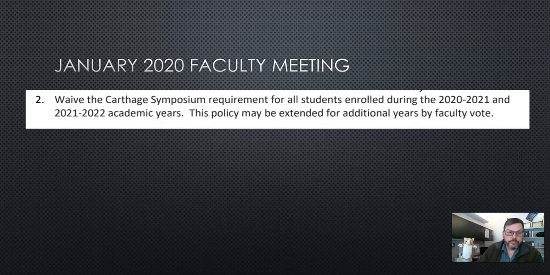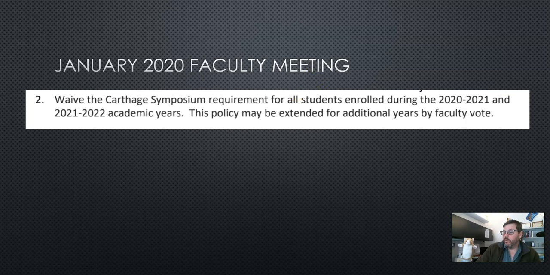Last month, the faculty voted to make some changes to gen ed requirements. Possibly temporary, but they made some changes. One of them in particular is the Carnegie Symposium requirements being waived for anyone enrolled this year or next year. The academic year is 2021 or 21-22. So if you look at your degree audit that says you need the symposium, you're not really going to need it.